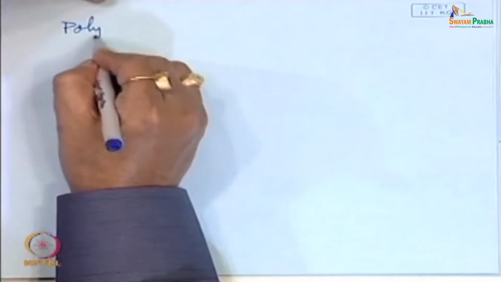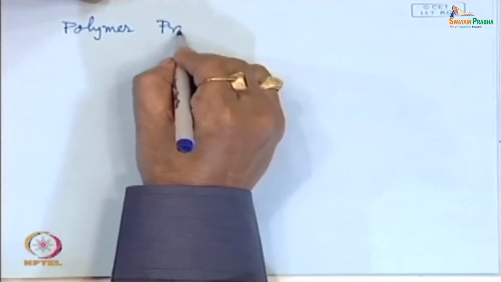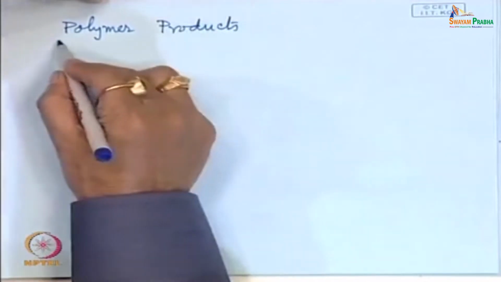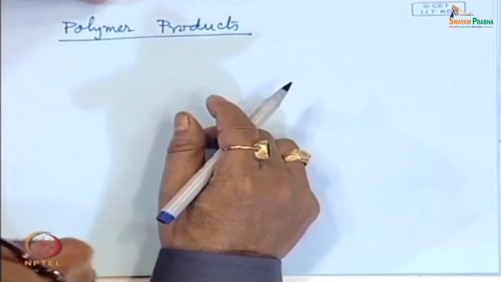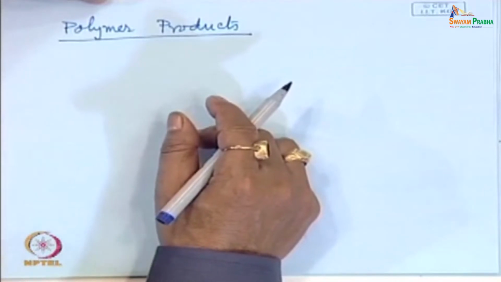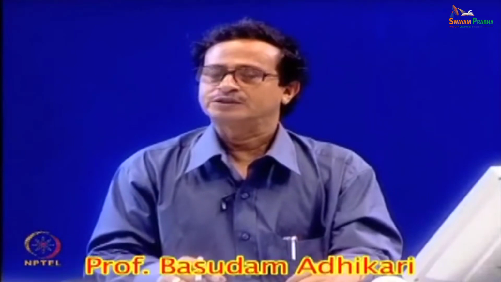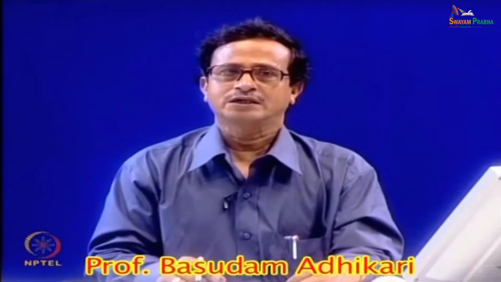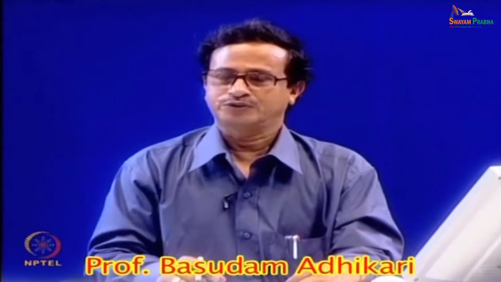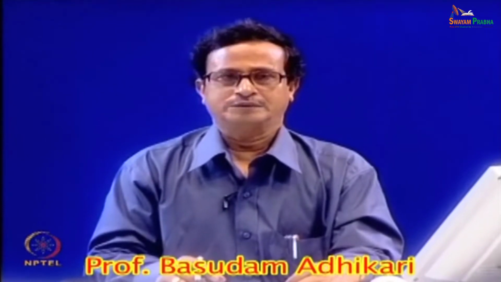So, good morning. Today we are going to discuss the plastic or polymer products. As I mentioned earlier, none of the products made of polymer contain only pure polymer. It contains various functional ingredients incorporated within the polymer. So, it is a mixture or blend of polymer and additives.